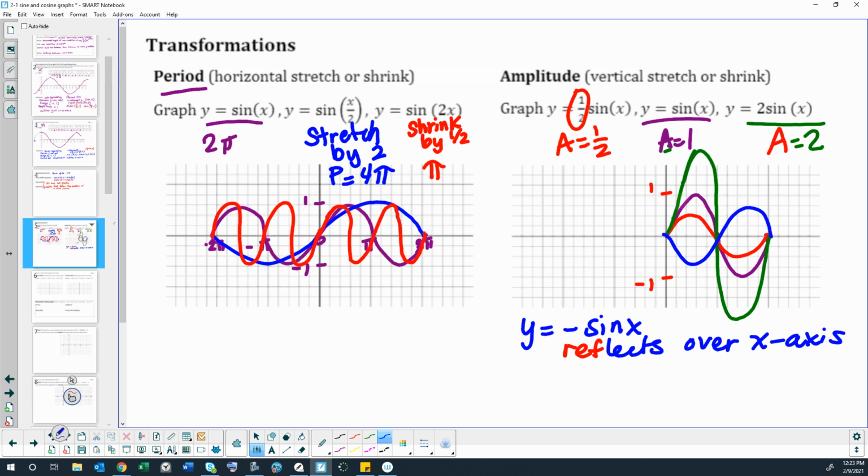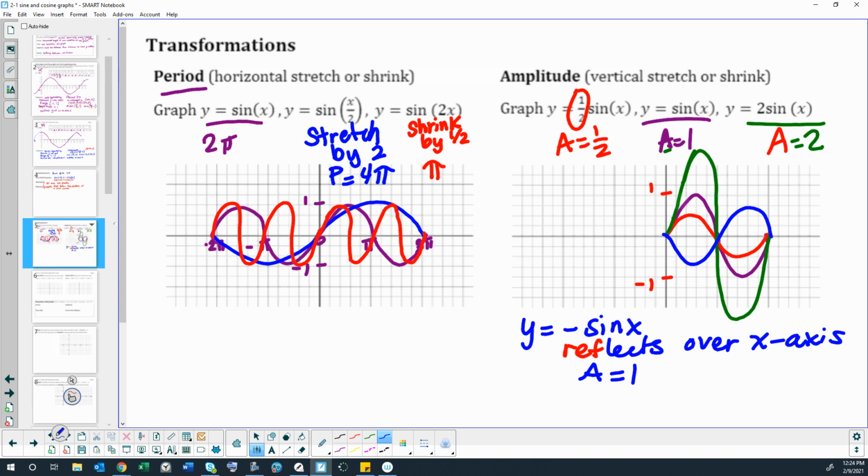The thing to keep in mind, though, is that amplitude is a distance. So even if you put a negative in there, guess what the amplitude is? It's still positive 1. Amplitude is always a positive value. The amplitude does not tell us whether it's reflected. That is a whole different piece. That negative in front of it is a different element of our transformation, and it is not part of the amplitude.